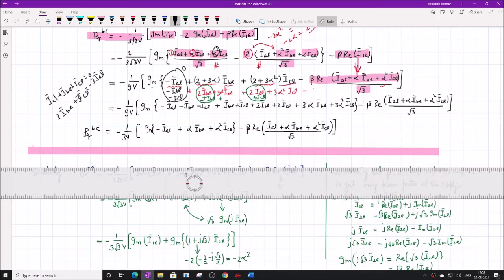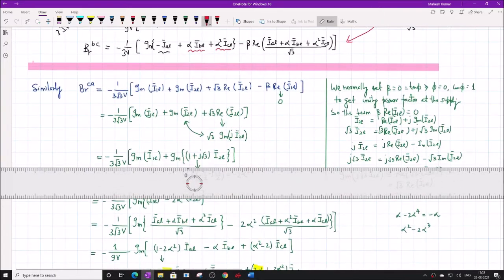Okay, so this is minus 3, come this side, so it becomes IAL. This is 3 alpha into IBL. 3 is common, so alpha into IBL is here. And then 3 alpha square ICL. So 3 is common, so alpha square ICL. So finally minus beta real of IAL plus alpha IBL plus alpha square ICL. This part is the same.